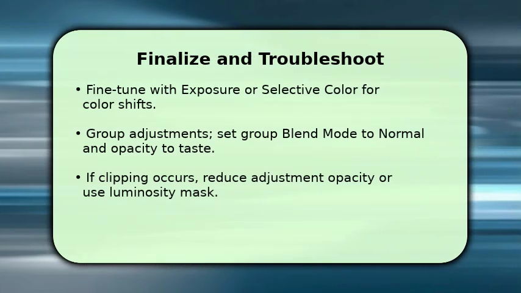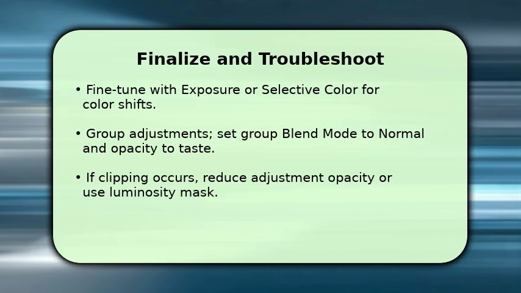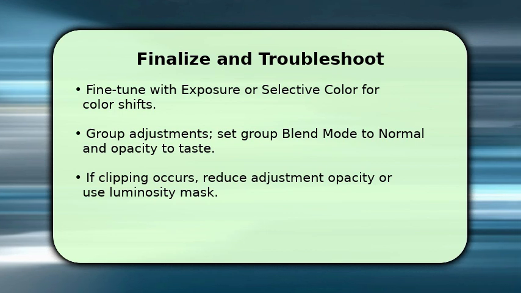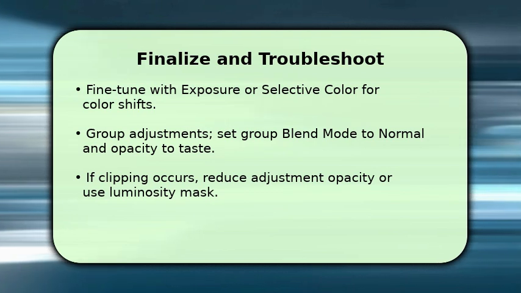Finish by stacking a gentle exposure or selective color adjustment to correct any wash tones after brightness reduction. Small moves preserve detail. Group your adjustment layers so you can tweak overall opacity. Reduce the group to blend the effect naturally. Once happy, flatten a copy for export, save a PSD for future edits, and compare before/after.